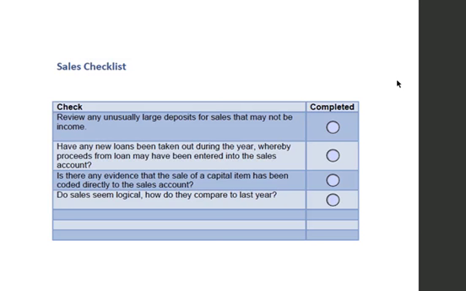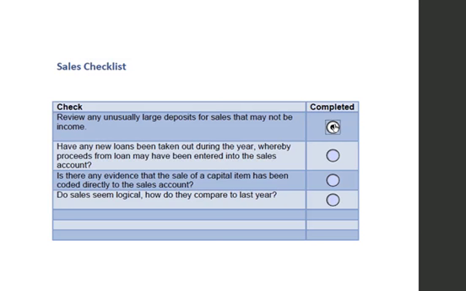Now you can add to these because every accountant, bookkeeper, small business person will have different issues that can affect sales, and they'll be aware of different problems that have tripped them up in the past where they've got into strife, and you learn from that and you list them as part of your review system. So for example, review any unusually large deposits for sales that may not be income. Now you need to look at that, and if you've done that you would click off on it. And there's a series of things that you do there.